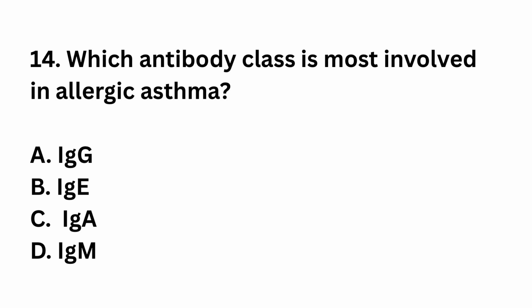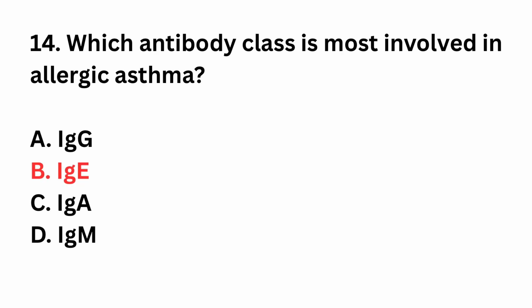Question number 14. Which antibody class is most involved in allergic asthma? IgG, IgE, IgA, IgM. The right answer is option B, IgE. IgE binds mast cells and triggers histamine release. This leads to allergic symptoms.